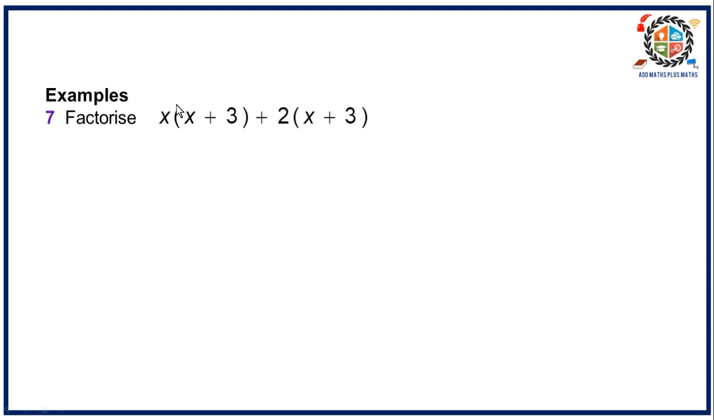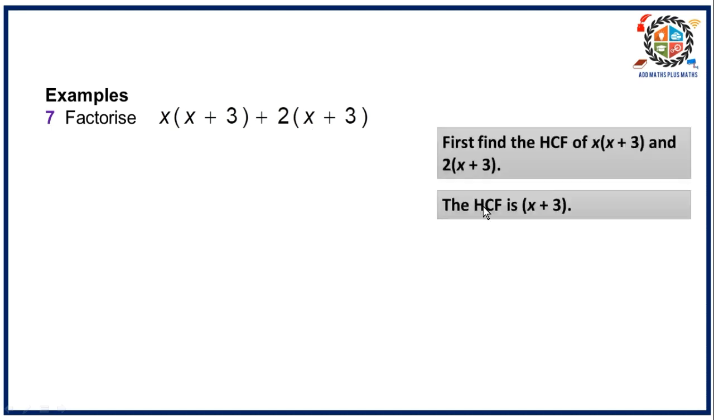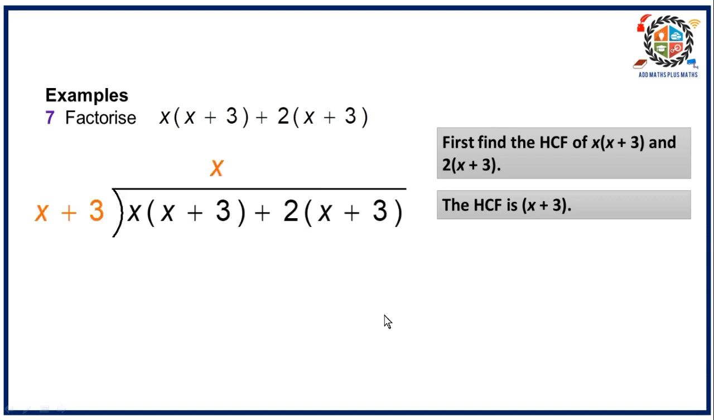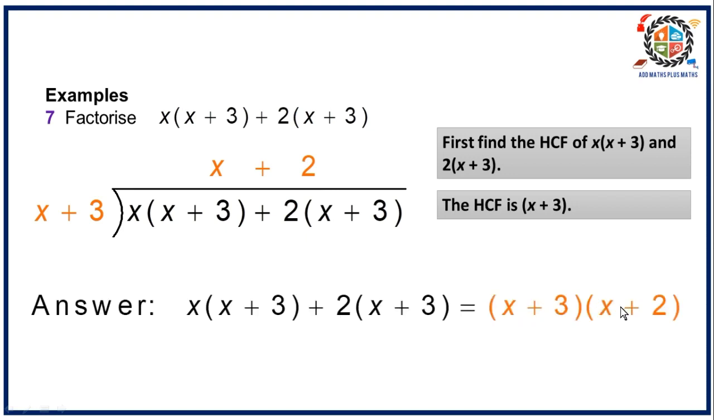In each of the terms, we have x plus 3 in the first term and x plus 3 in the second term. So I'll just bring out that common term, which is x plus 3, and that will become my common monomial factor. So what's the common monomial factor? X plus 3. That x plus 3, I'll bring it out. Then I'll put together x plus 2. So x plus 2 will be in one bracket and x plus 3 will be in another bracket: x plus 3 times x plus 2.